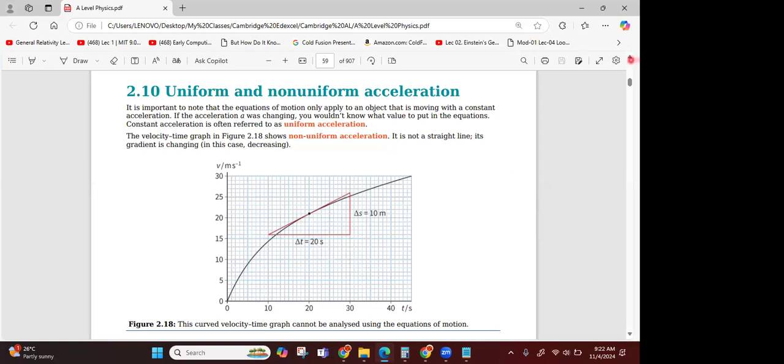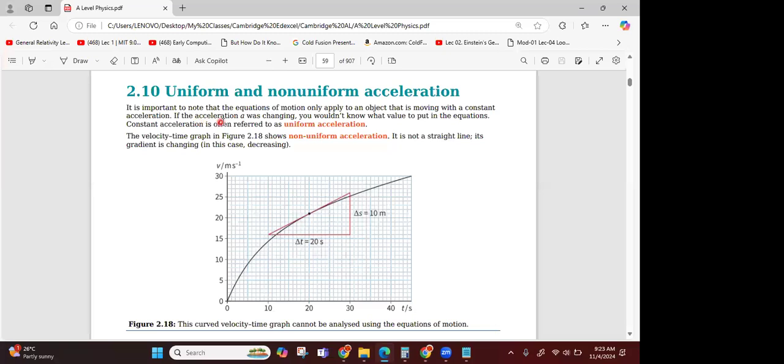By the way, do you want to do more questions on equation of motion or is it enough? I think I'm fine with it. Okay. Uniform and non-uniform acceleration. Just find some questions and practice.